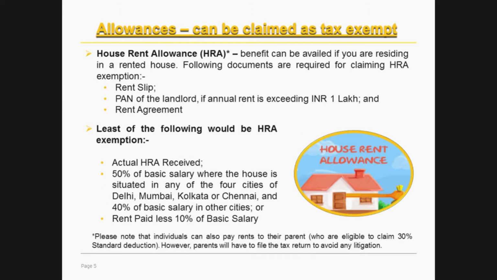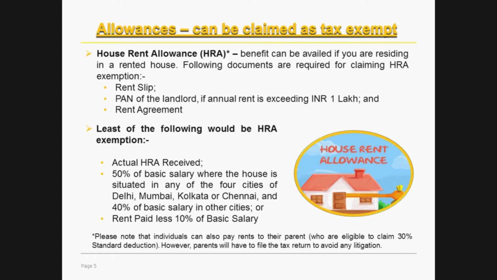Let's start with the allowances which can be claimed as tax exempt. Number one is HRA, that is house rent allowance. HRA benefit can be availed if you are residing in a rented house. You can also pay rent to your parents. However, parents will have to file their income tax return to avoid any litigation. For claiming HRA exemption, the following documents are required to be submitted to the employer. Number one is rent slip, rent agreement, and PAN of the landlord if annual rent exceeds 1 lakh rupees.